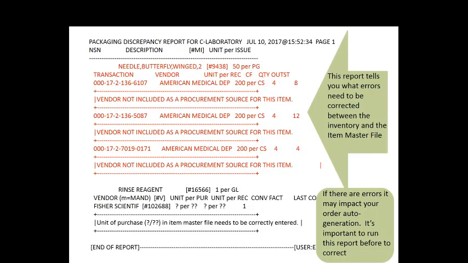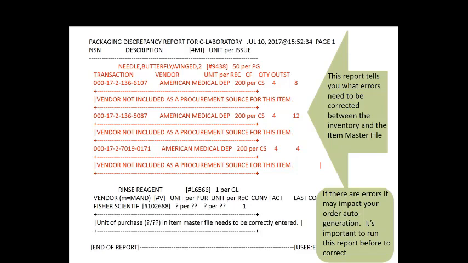Note the example on the slide. This vendor was selected for these purchase orders, and prior to receipt, the item master file was updated to replace this vendor with a different mandatory procurement source, creating a packaging discrepancy. In order for this to be corrected, the current mandatory procurement source will need to be removed to allow the purchase order to be received into the inventory.